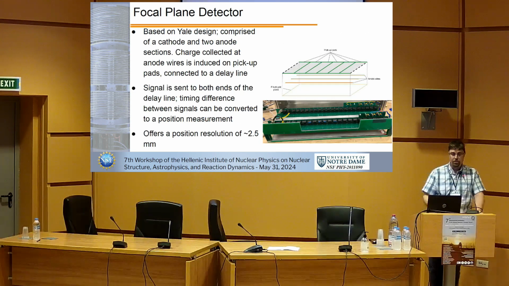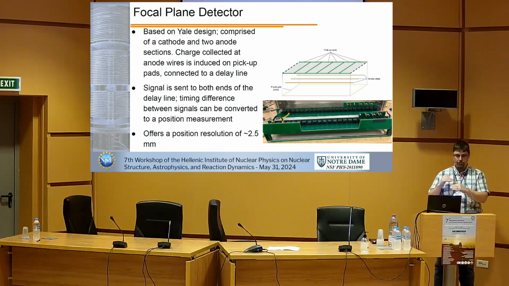Now, the focal plane detector is based on the Yale design, if you're familiar with that. It's comprised of basically a cathode and 2 anode wires, the anode, and then above that is a pad plane. Now, when the anode wires collect the charge, they induce charge on the pad plane itself.